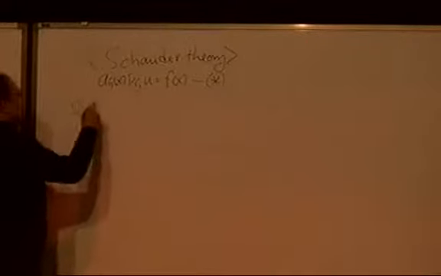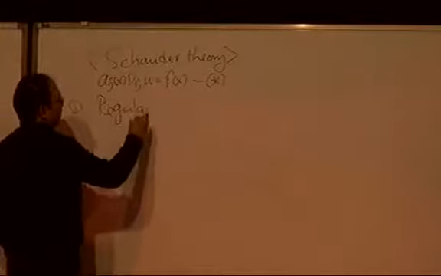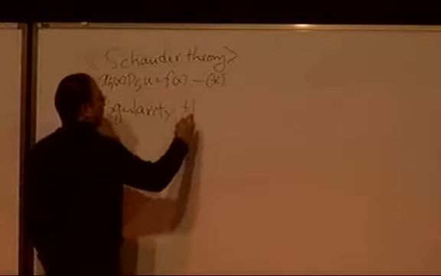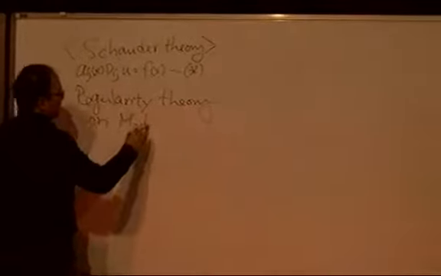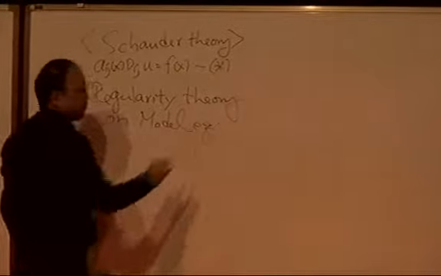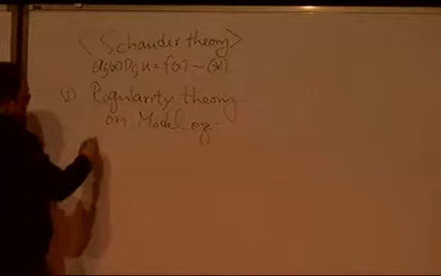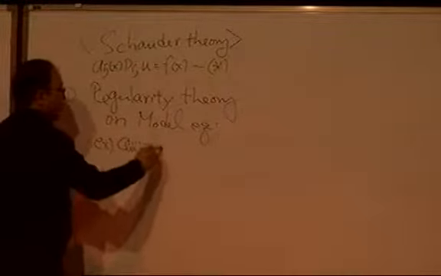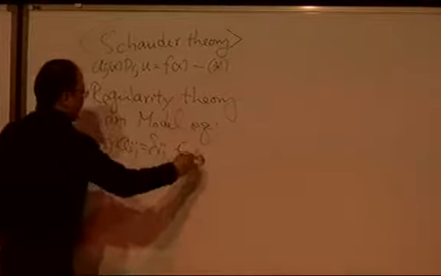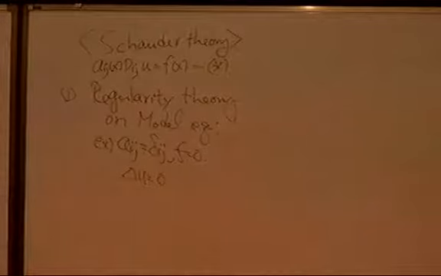So the first one is regularity theory on the model equation. Okay. So for example, what is the simplest case? A sub ij could be delta ij, and f is simply 0. Then you end up with the Laplace equation. Okay, so that's what we're going to discuss in this class.